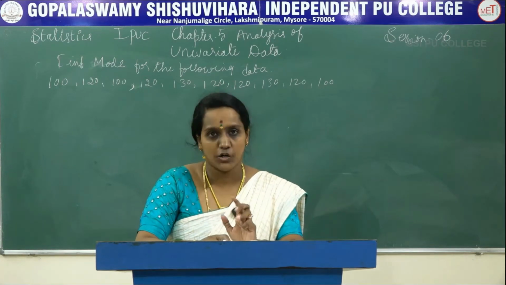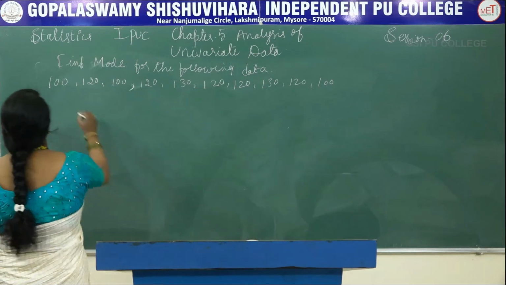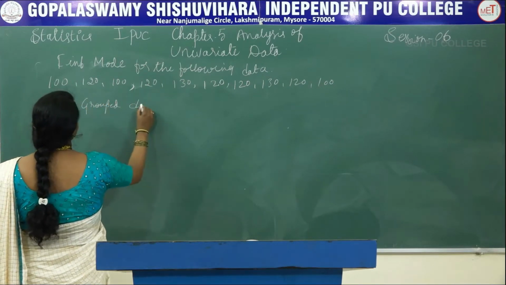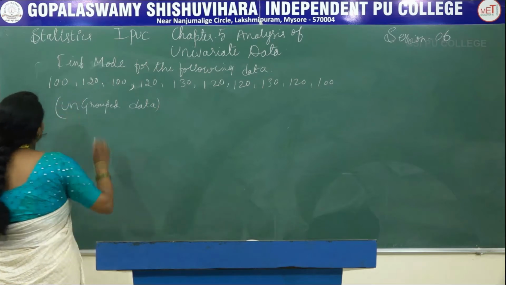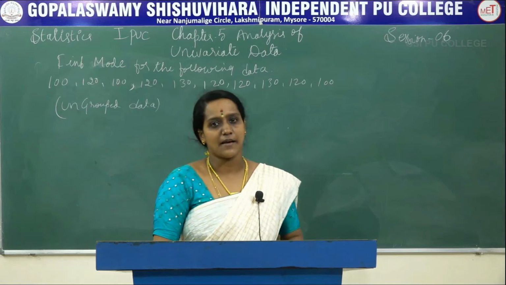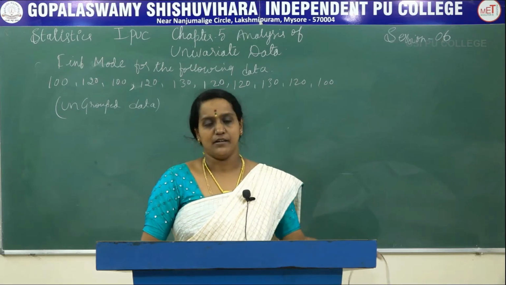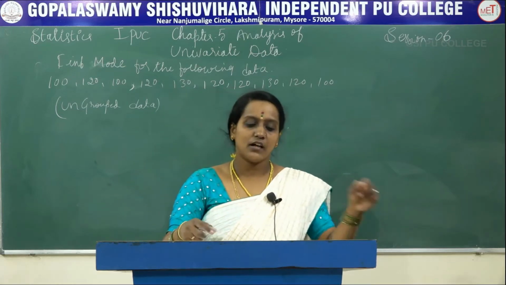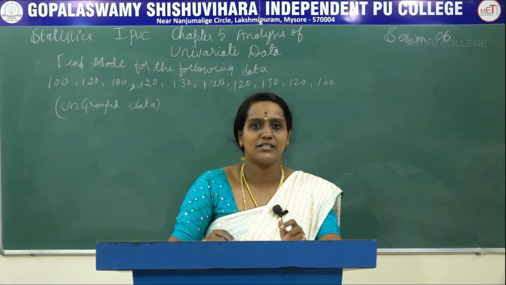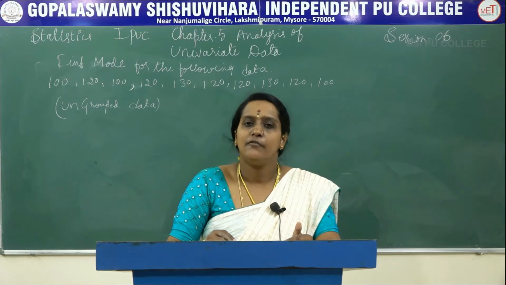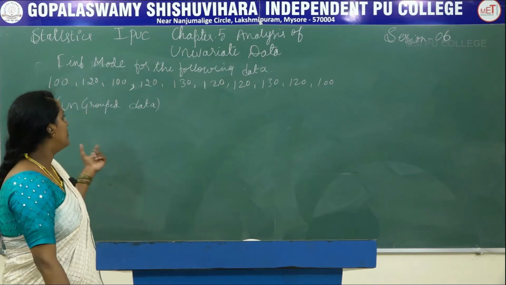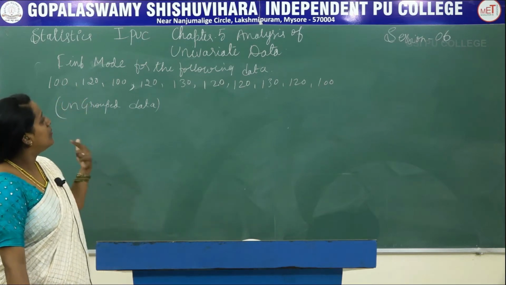So, we know that this is ungrouped data. Since this is ungrouped data, and mode is nothing but the maximum number of times a value will appear, or in data, the value that is repeated the maximum number of times, we call it the mode. So in this data you just observe which value is repeating most of the time.